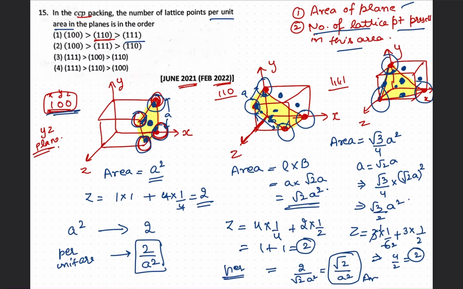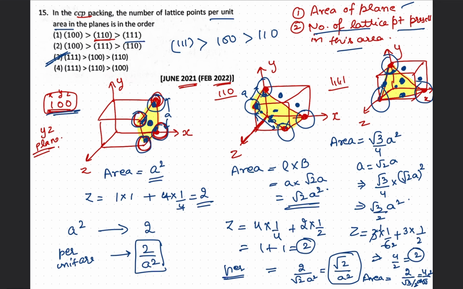Here you will get the number per unit area as 2 by root 3 by 2 a square, which, when you solve it, you will get 4 by root 3 a square. So on comparing these 3, you will get that 111 has the highest per unit area, then 100, then 110. So the correct answer will be 3.